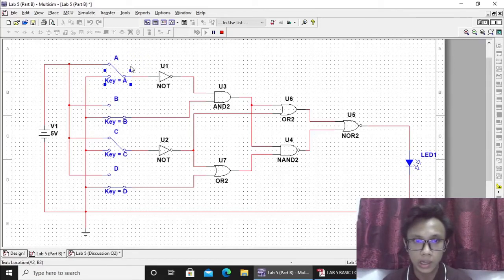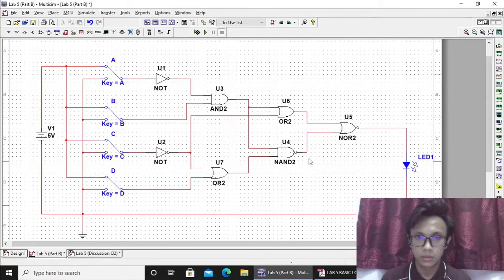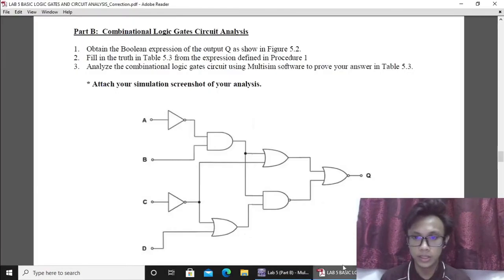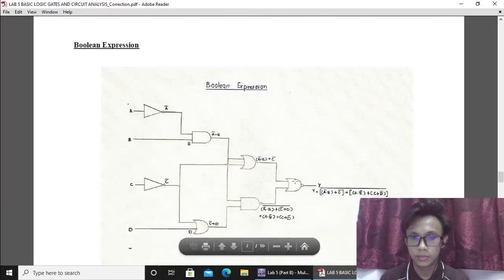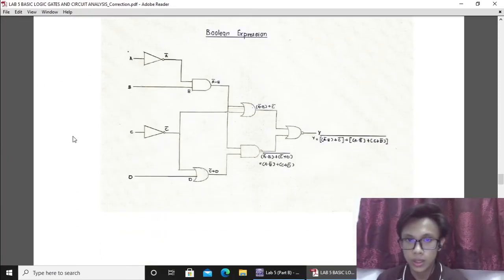And finally, we are going to use the input of 1, 1, 1, 1. And the LED also does not light up. And we can say that the final output from the simulation is also 0. So, by referring to the results from the simulation, we can conclude that the final output for all the given inputs is 0. By referring to the lecture notes, we can find the Boolean expression for the circuit.